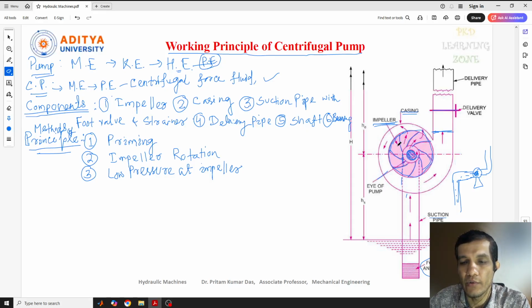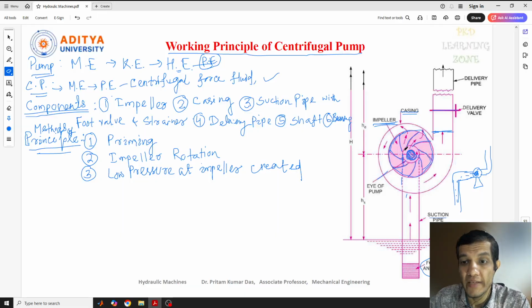Because it started running with a high speed, at this point low pressure will be created. So we can say that near the eye of the pump, a vacuum is created. So low pressure at the impeller will be created here.